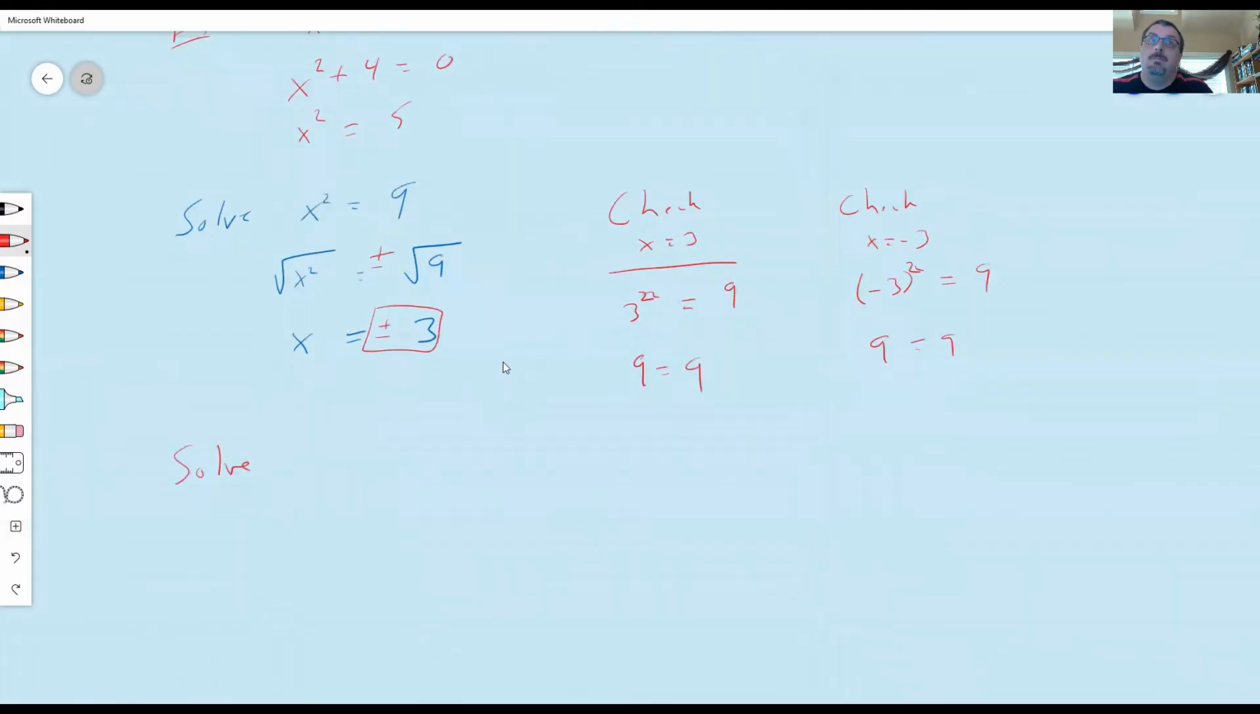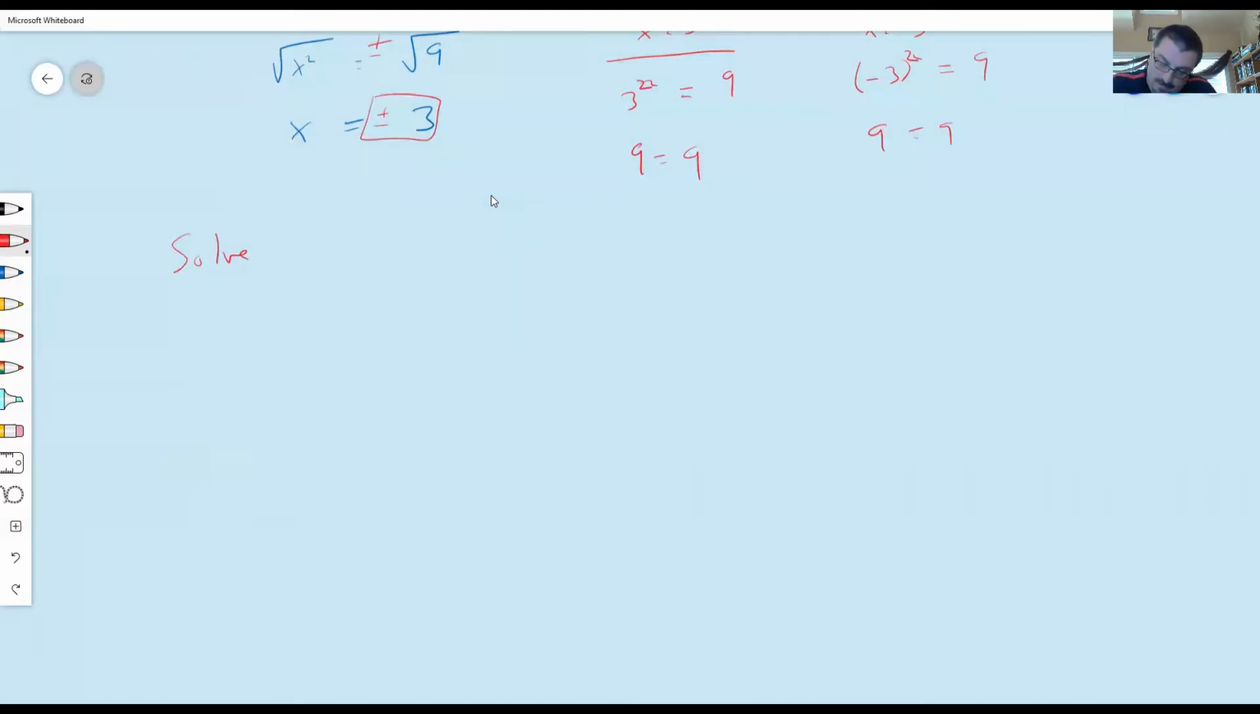So let's solve another. x squared plus 10 equals 0. First thing I need to do to do the square root property is get the x squared all alone. So minus 10 minus 10. x squared equals minus 10. I want just x, so square root of x squared equals square root of minus 10. And again, plus or minus out front.